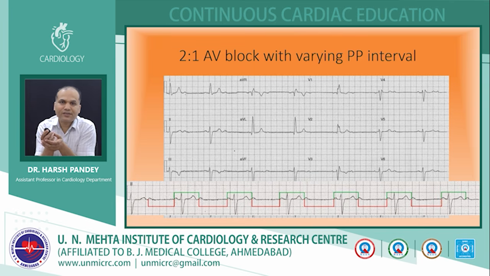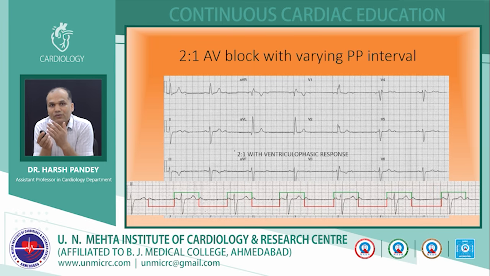So what is the reason here? This is termed a ventriculophasic response. What is happening here? Whenever there is a contraction in the ventricle, the AV nodal artery and the sinus nodal artery get a better supply. That is why the sinus node will discharge faster and the P wave becomes earlier whenever there is a QRS complex. So this is termed a ventriculophasic response.